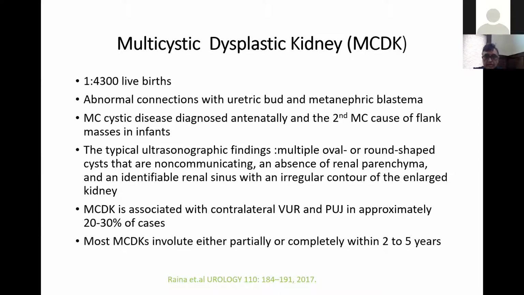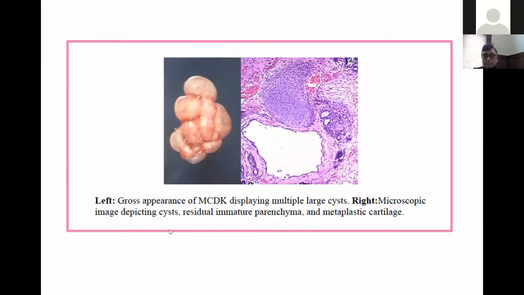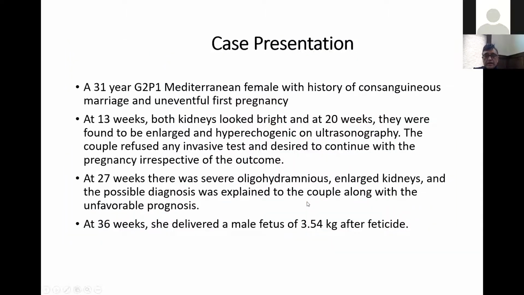Again, it's a lack of normal connection between the ureteric bud and metanephric blastema. It's the second most common cause of flank masses, and they involute. In 20 to 30% of cases you have PUJ involvement on the good kidney, and they resolve in 2 to 5 years, and sometimes you get high blood pressure. See how the MCDK displays multiple large cysts and how they're not connected.